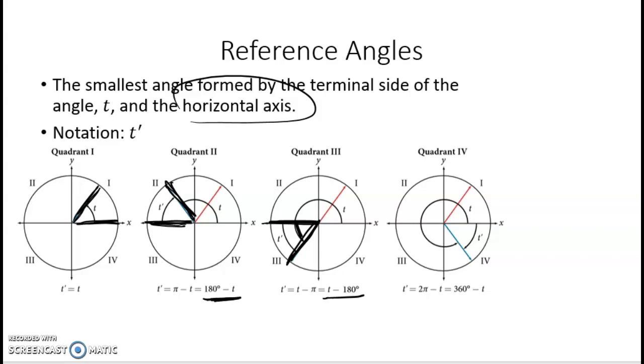It's the complete opposite from this one right here. And then if you're in the fourth quadrant, where the angle terminates, the horizontal axis, this little bit right here, that is your reference angle. And what you're going to do is take 360 minus whatever angle they give you.